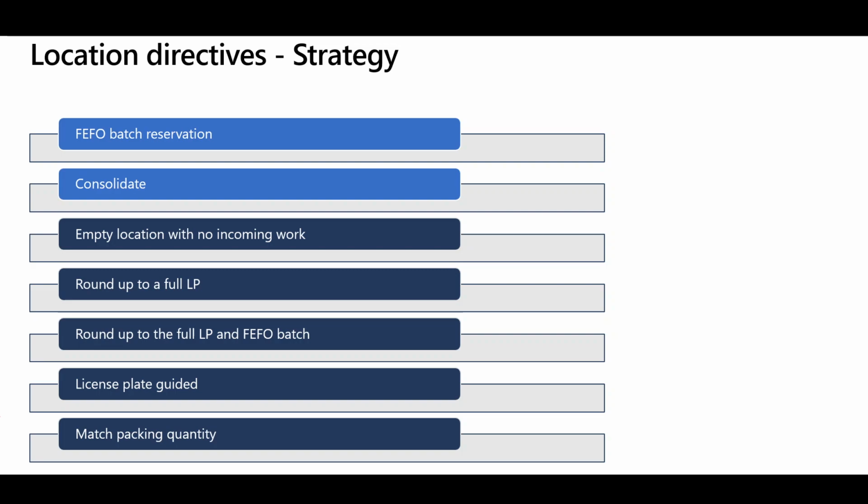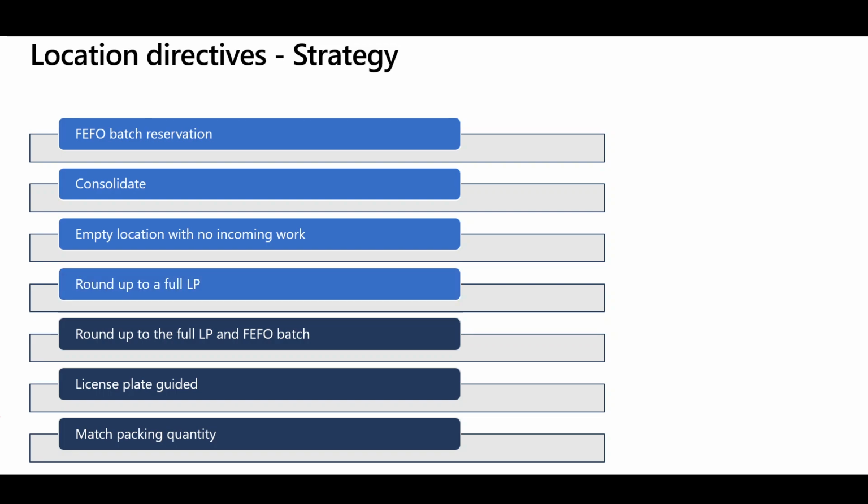In the purchase order process, you can select Consolidate to direct the users to put the items in a specific location when similar items already exist. Or you can select Empty location with no incoming work to locate the items in empty locations. The location is considered empty if it has no physical inventory and no expected incoming work.